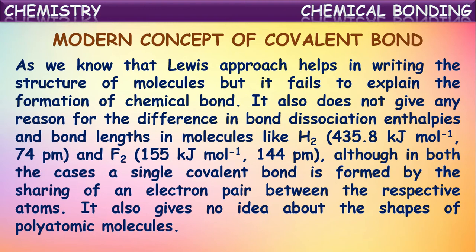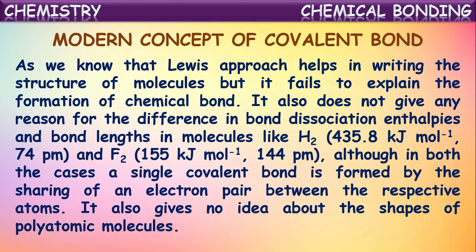As we know, Lewis' approach helps in writing the structure of molecules, but it fails to explain the formation of a chemical bond, isn't it? From the Lewis approach, we are able to understand what the molecular structure of a substance is, how atoms are connected to one another. We can understand that from Lewis dot structures. But that Lewis concept cannot explain how a chemical bond is formed. It does not explain the formation of a chemical bond.